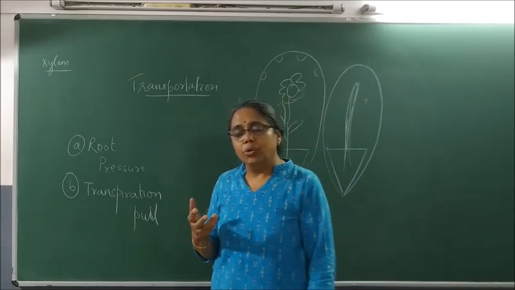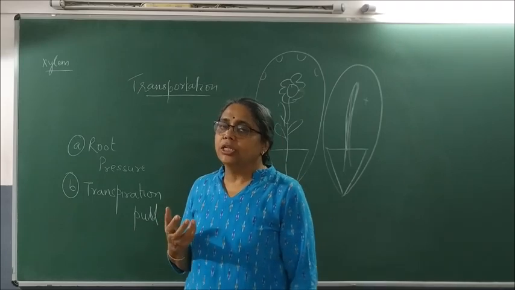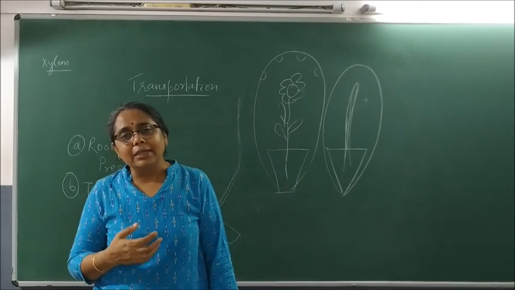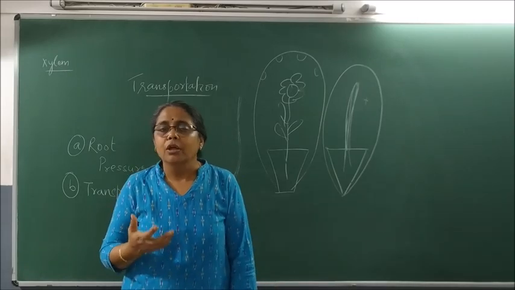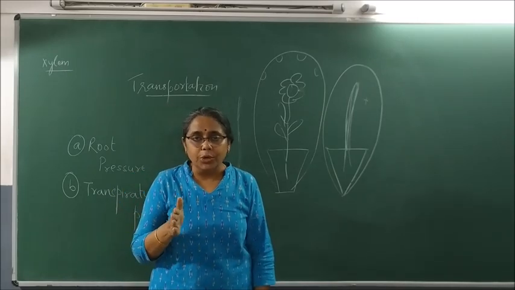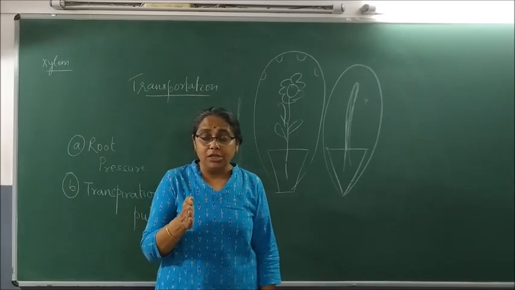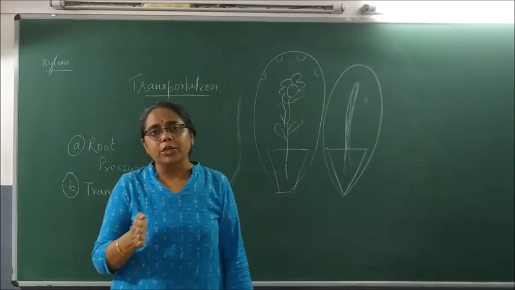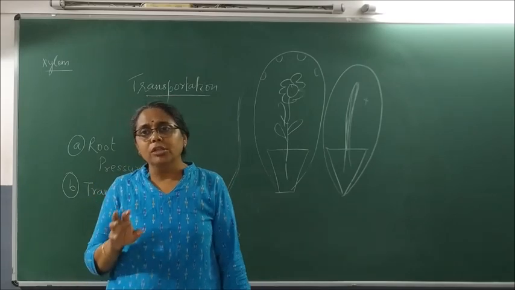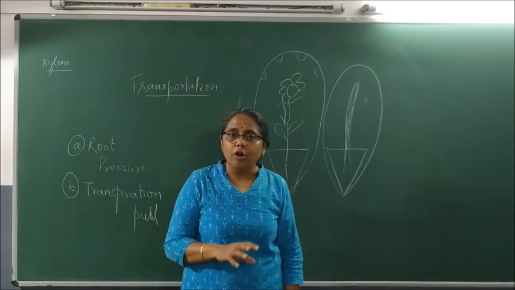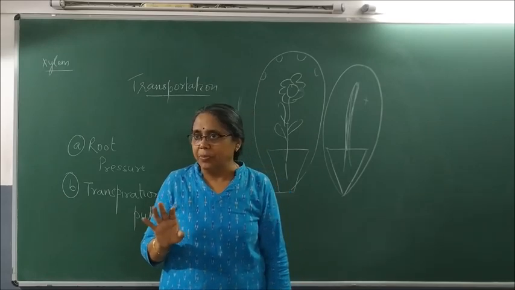This transpiration pull is responsible for transporting water and minerals from root to different parts of the plant during the day, because during the day the stomata are open and there is loss of excess water in the form of water vapor from the stomata. So during night, plants use root pressure, and during day they use transpiration pull for the circulation of water from root to different parts of the plant.